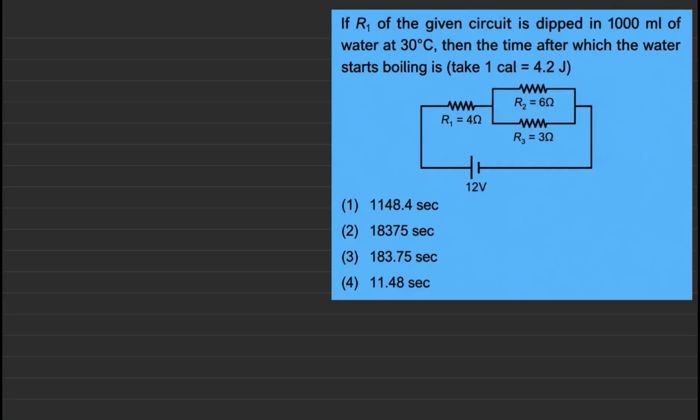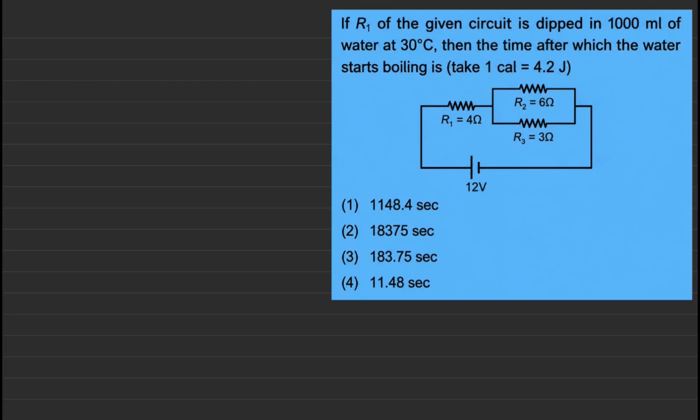Let's go with this question. In this question, they are saying if R1 of the given circuit is dipped in 1000 milliliter of water at 30 degrees Celsius, then the time after which water starts boiling is. Okay, so we'll talk about how much energy it will require so that this water will start boiling.